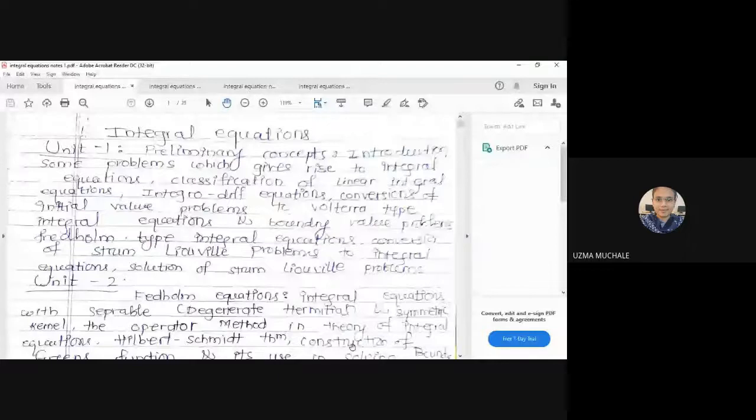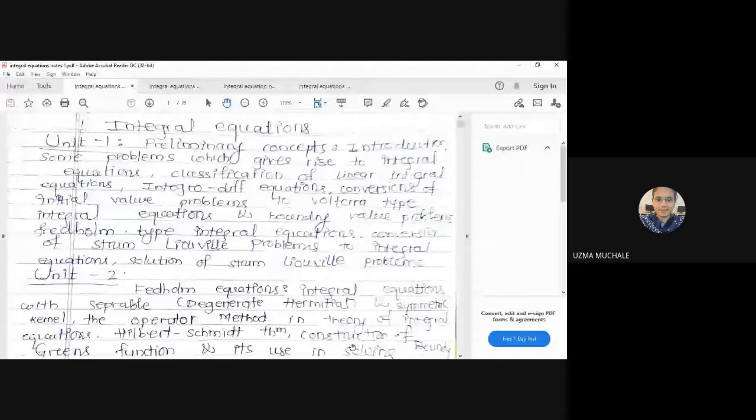As I told you, we are going to discuss the revision part for the integral equation. Okay, so starting with, what is the syllabus? First one is the introduction of some problems which give rise to integral equations, and then we have seen the classifications. What is an integro-differential equation? The equation which contains integration as well as differentiation. Then conversion of initial value problem to Volterra, conversion of boundary value problem to Volterra, and the Sturm-Liouville problem.